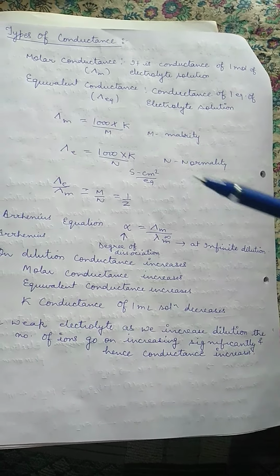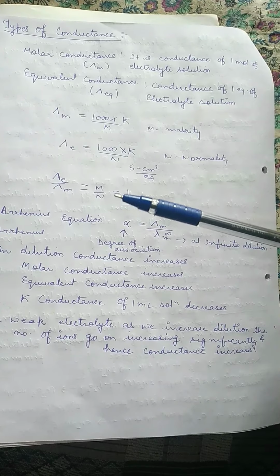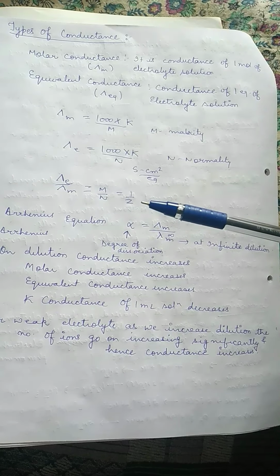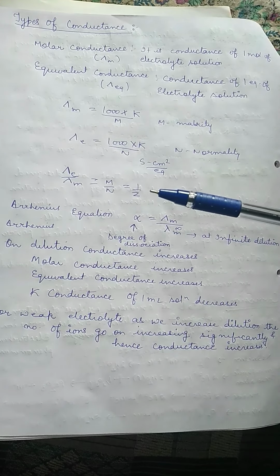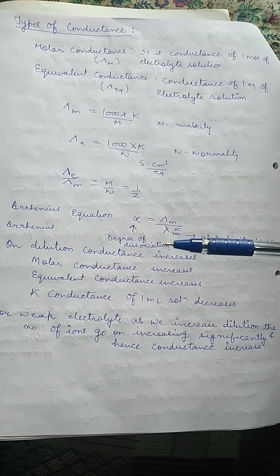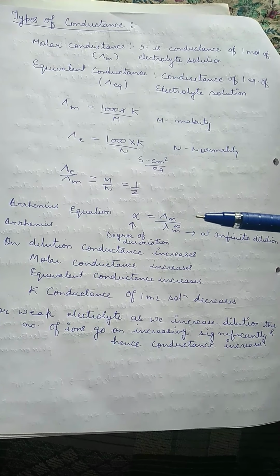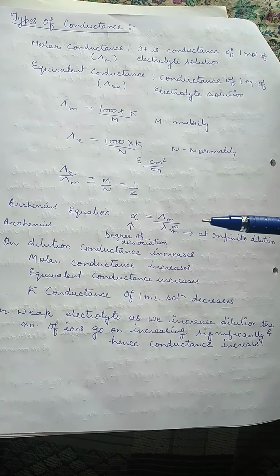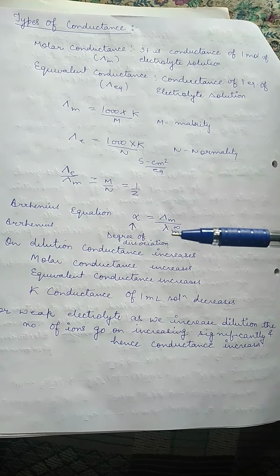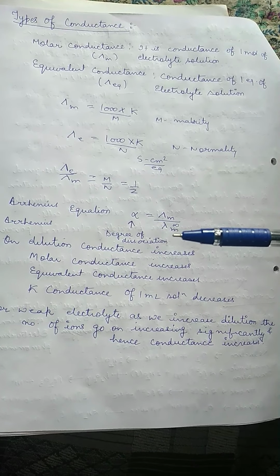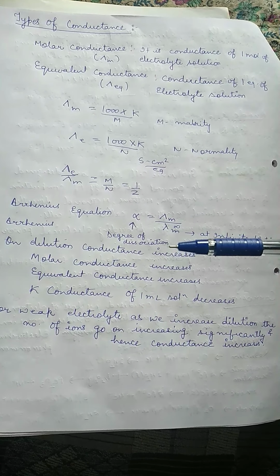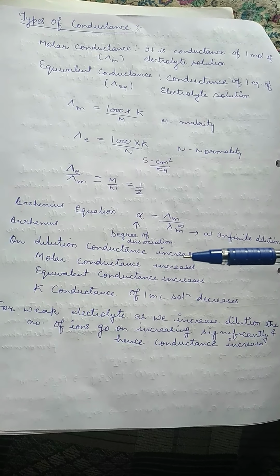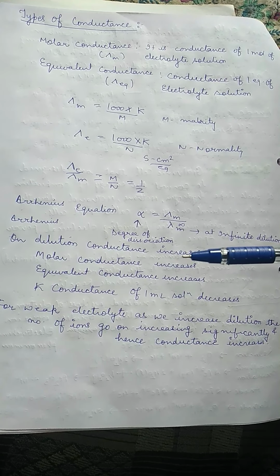So here you can see ΛE upon Λm is equal to molarity upon normality, that is equal to 1 upon Z. Here Arrhenius equation, that is degree of dissociation. So this is the formula for alpha, that is Λm upon Λm at infinite dilution. So what happens on dilution: conductance increases, molar conductance also increases. So these are the things which you should always remember. It will help you to solve the problems.